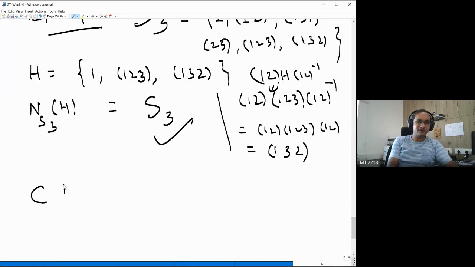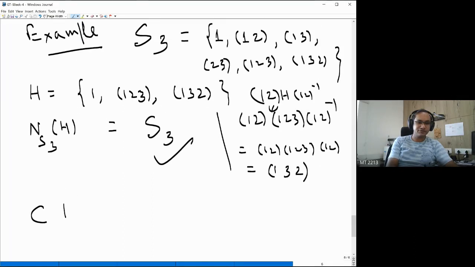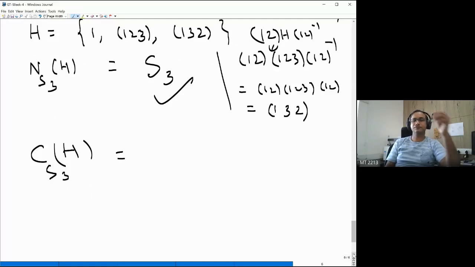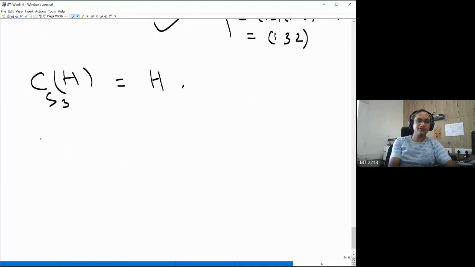What is the centralizer of H in S3? Notice that H is abelian here, right? So whenever H is abelian, the centralizer will contain H itself. And the computation I did just now shows that nothing else is in it. It will turn out to be equal to H, in fact. Is that clear?